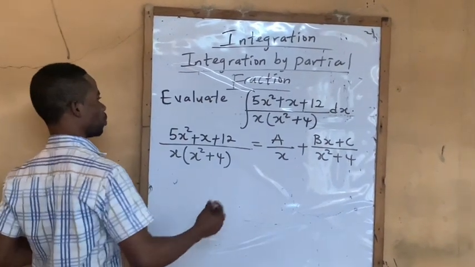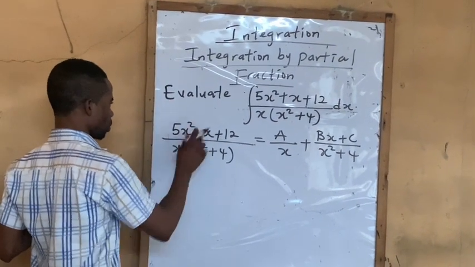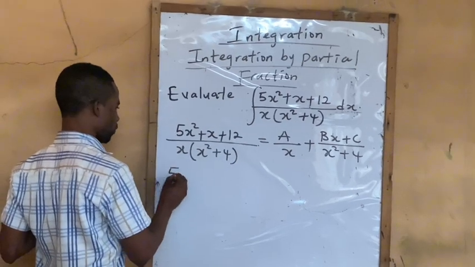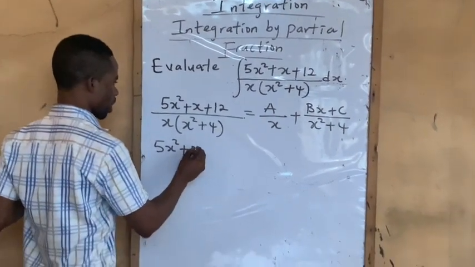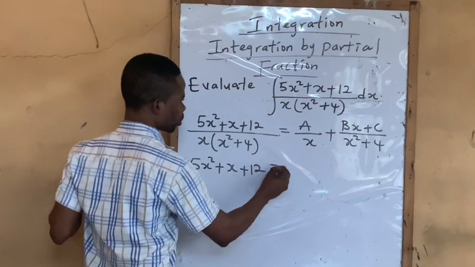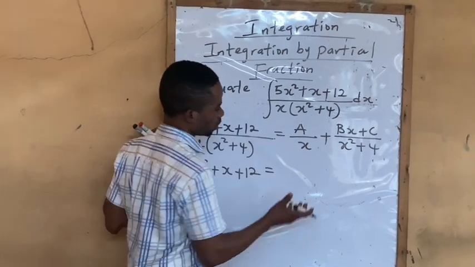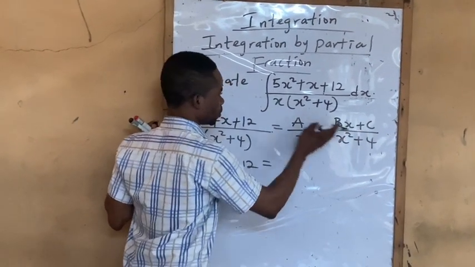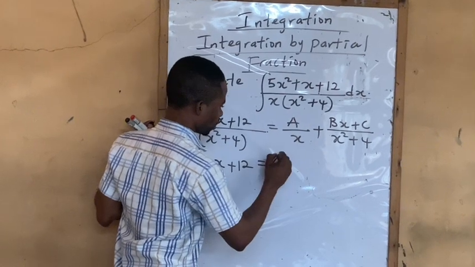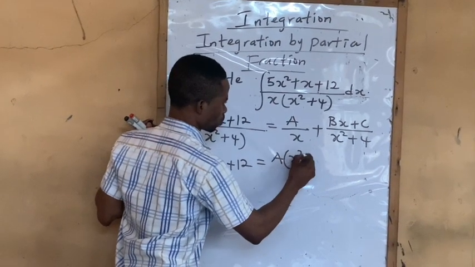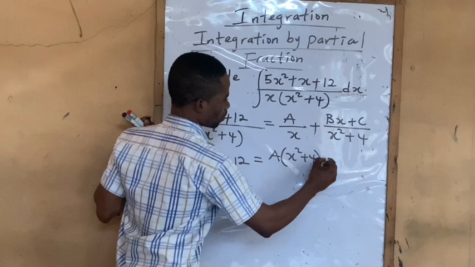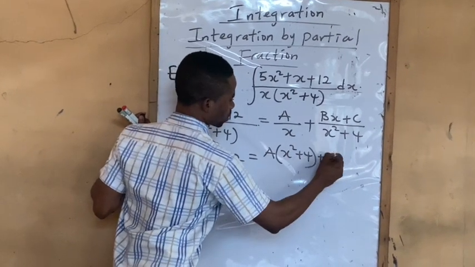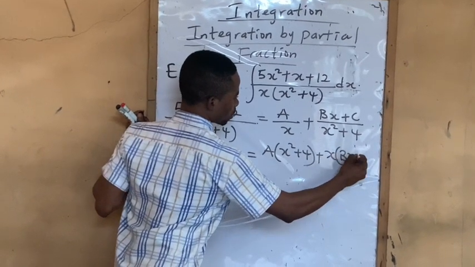So what would that one give us? We are writing this: 5x squared plus x plus 12 equals, like I told us, if you find the LCM, this is what you are going to have: a into bracket x squared plus 4 plus x into bracket bx plus c.